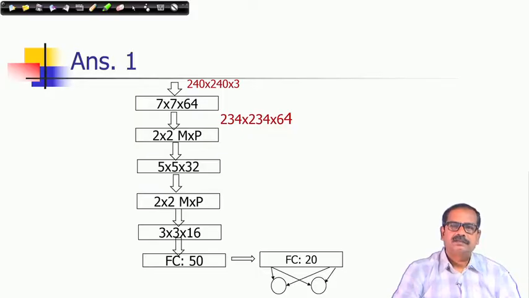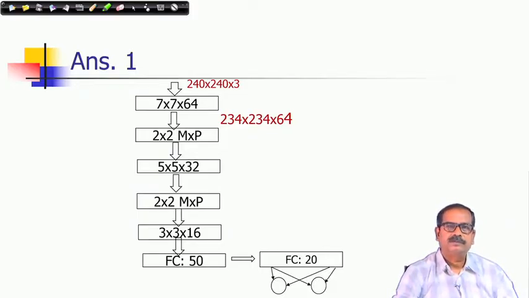Then this goes to the max pool layer of size 2 cross 2 and stride 2, which means the output of the max pool layer should be half of the input size, and the number of channels will remain the same, which is 117 cross 117 cross 64. Then it goes to the next convolution layer where the filter is 5 cross 5, and since there are 64 input channels, the filter size would be 5 cross 5 cross 64, that is the depth of the filter.